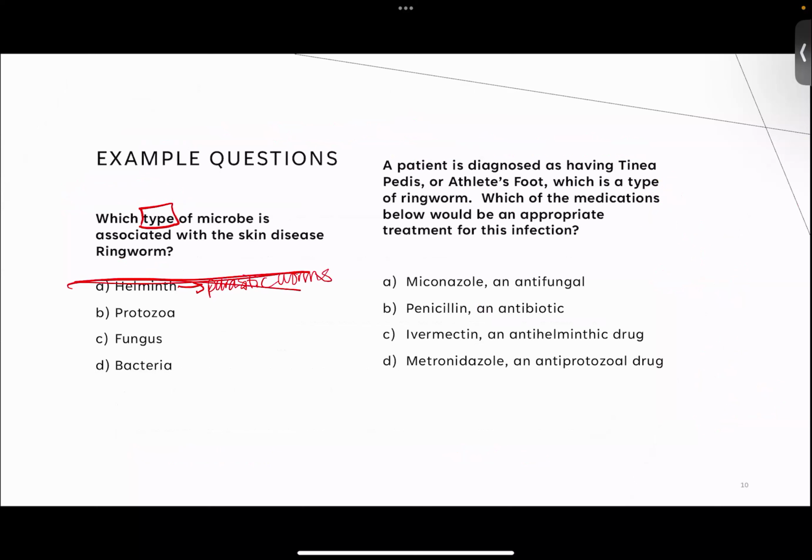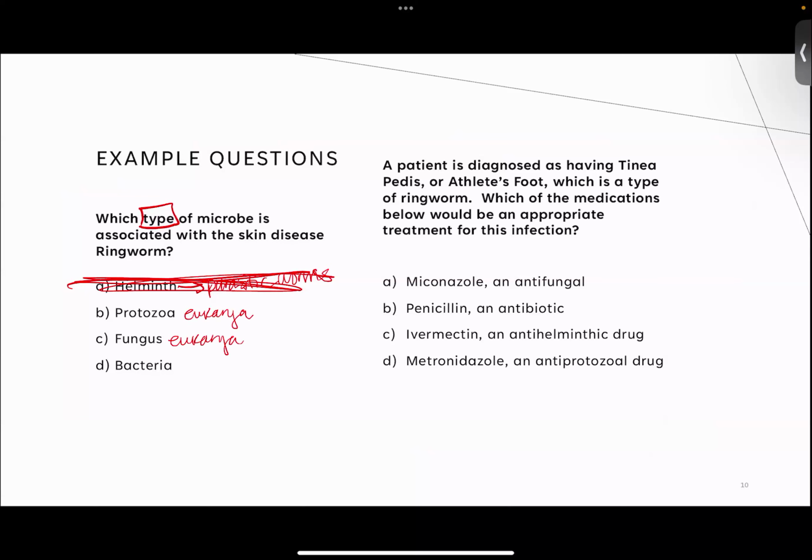And this is not what this is, right? Next, we have our protozoa. Protozoa are eukaryotes, just like our fungi are. Cool. So they have their nucleus and their organelles and all of that.